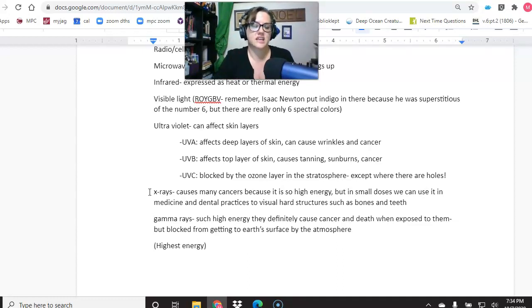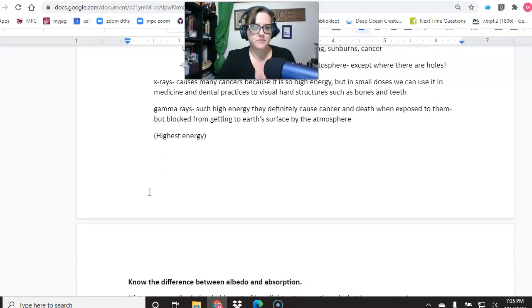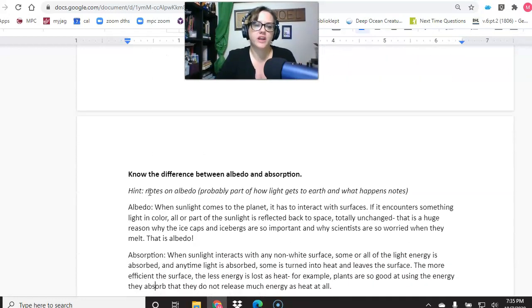Don't let my confusion just say that. Gamma rays are very, very, very high energy. When they're part of the highest part of the spectrum, they have such high energy that they definitely cause cancer when they get to you, or they can just kill you straight up. So the Hulk is a lie. But fortunately, again, the atmosphere absorbs the gamma radiation from space and protects us. Okay, excellent.